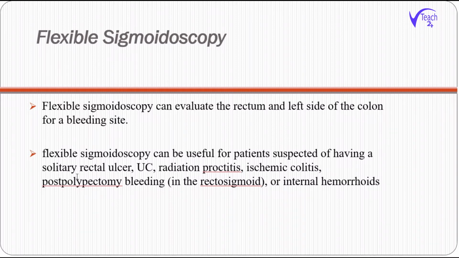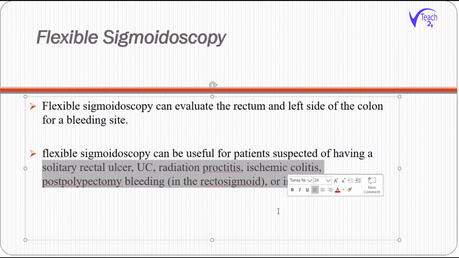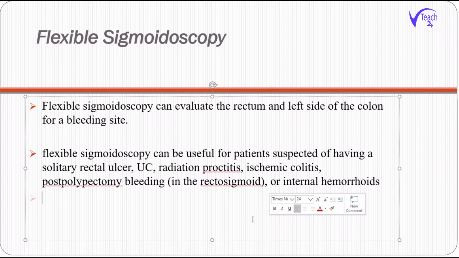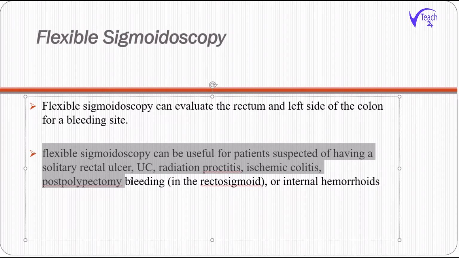Flexible sigmoidoscopy can be used in patients suspected of having solitary rectal ulcer, ulcerative colitis, radiation proctitis, ischemic colitis, polypectomy bleeding, or even internal hemorrhoids. These are the major causes of lower GI bleeding, and one of the causes is malignancy or colorectal carcinoma. But colorectal carcinoma usually presents with slight bleeding, usually not with a massive bleed.